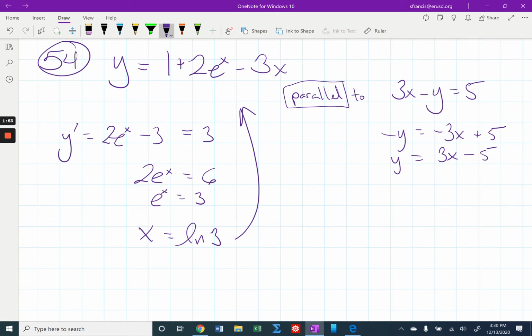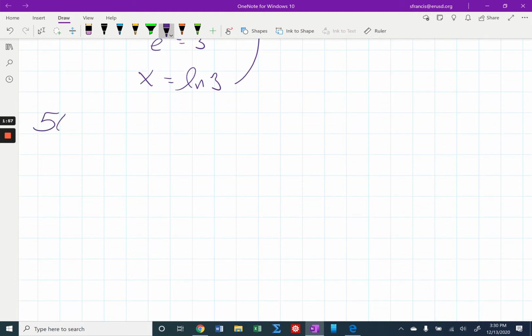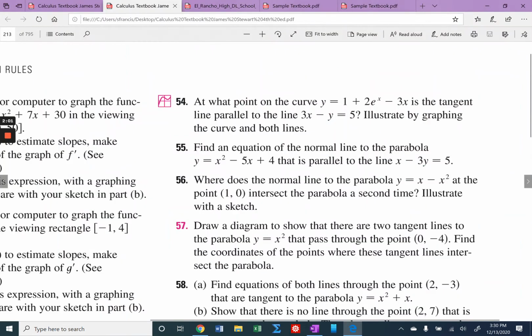Next, we're going to look at number 56. Where does the normal line... Again, I said this in the previous video, so if you watch the previous video, you'll know what the normal line is. But if you didn't, you should go look it up. You shouldn't be waiting to always ask for help when you have the internet or just the textbook to do a quick little search. It won't take you that long to find it.